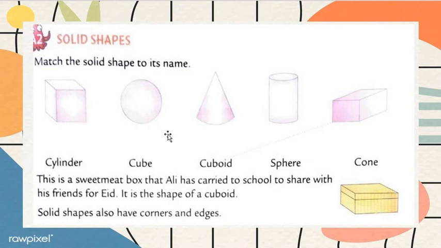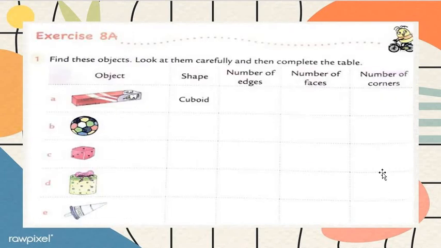Then what do we check? Corners. How many corners does a sphere have? A circle has no corners. Then the next questions, number of corners and number of faces: 0 corners and 0 faces. So what do we write in the second row, my dear students? Circle, number of edges 0, number of faces 0, and number of corners also 0.